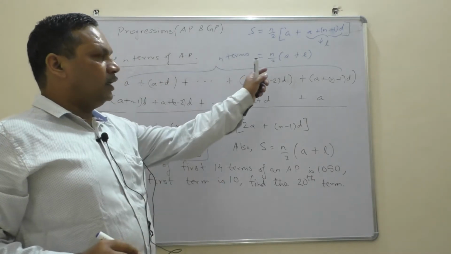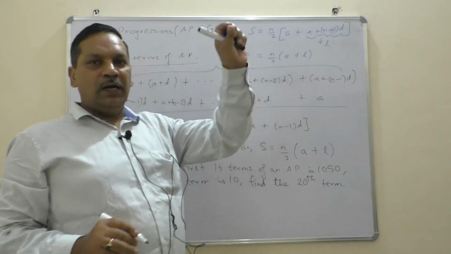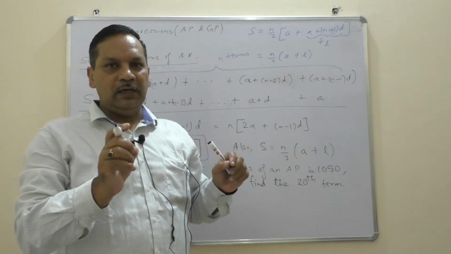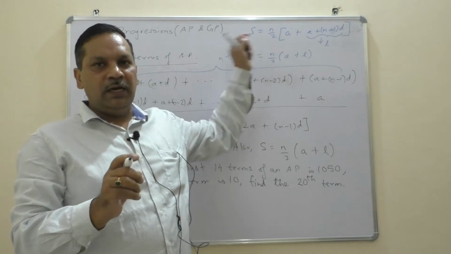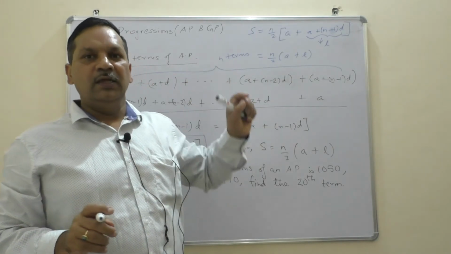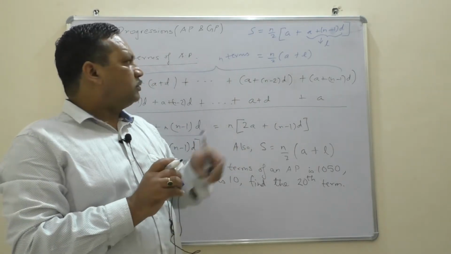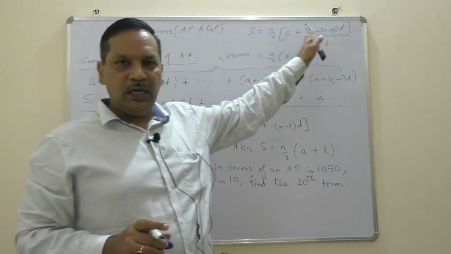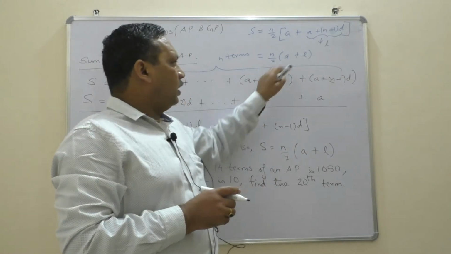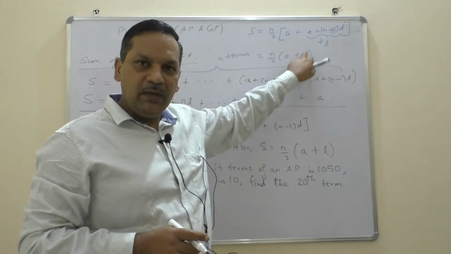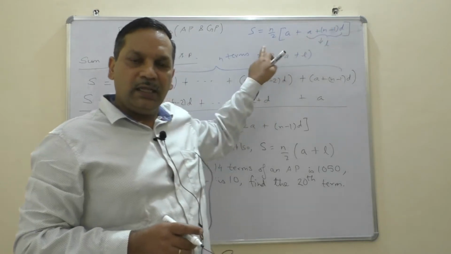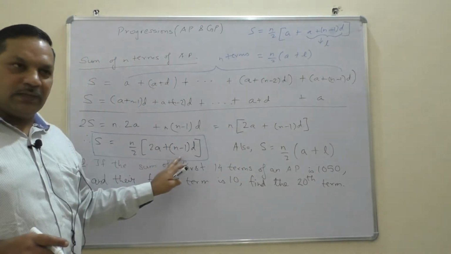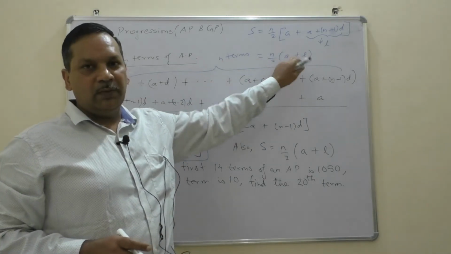Suppose I tell you that a is 1 and L is 50, that the last term is 50. Then I can find the sum of the terms. Clear? And I tell you the number of terms is 50. The sum of terms is what? n by 2 into (a plus L). So if L is the last term of an AP, which is nothing but a plus (n minus 1)d, and a is the first term, then using this formula the sum is n by 2 into (a plus L).